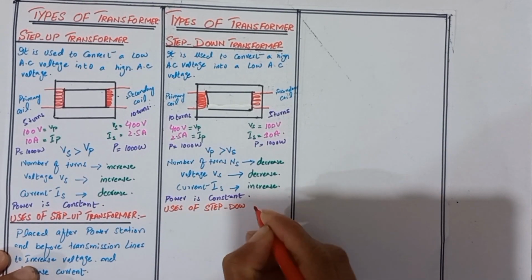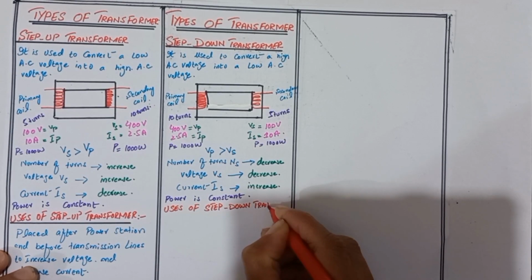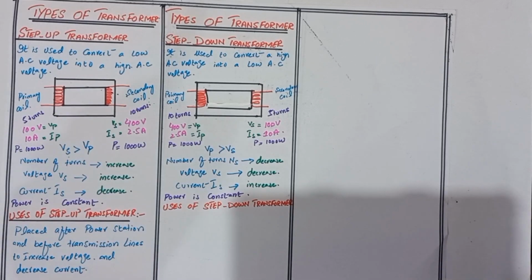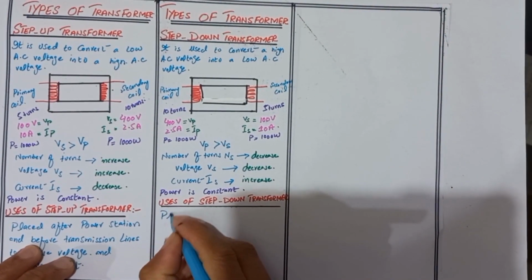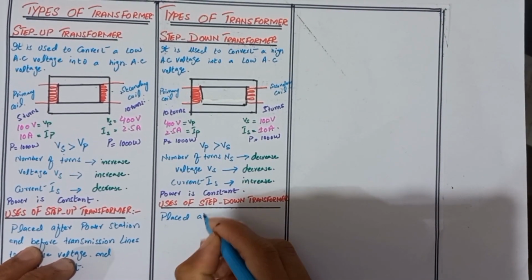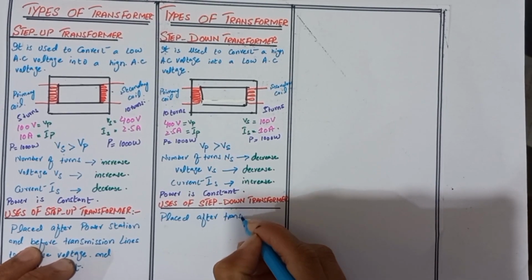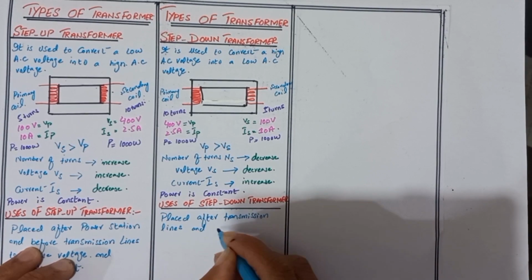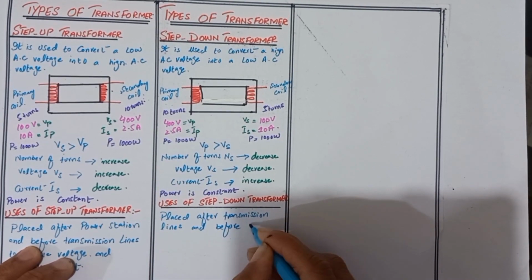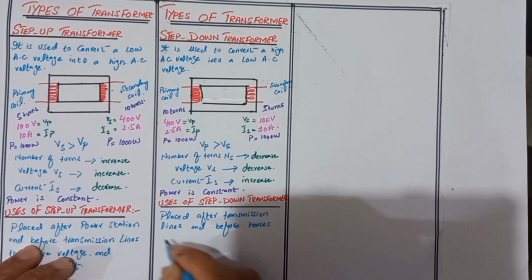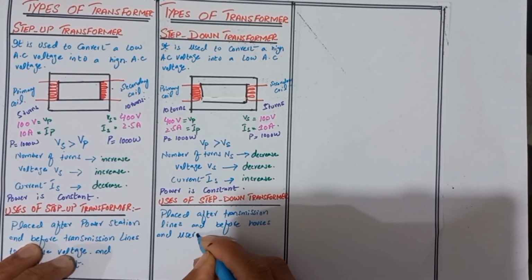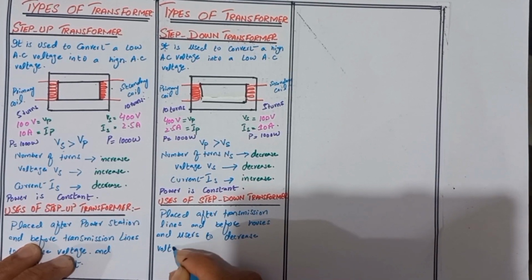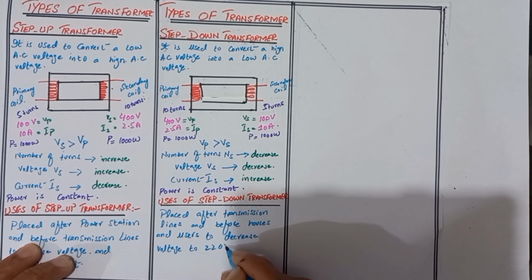Now we discuss the uses of a step-down transformer. A step-down transformer is placed after the transmission lines and before houses and users to decrease the voltage to 220 volt.